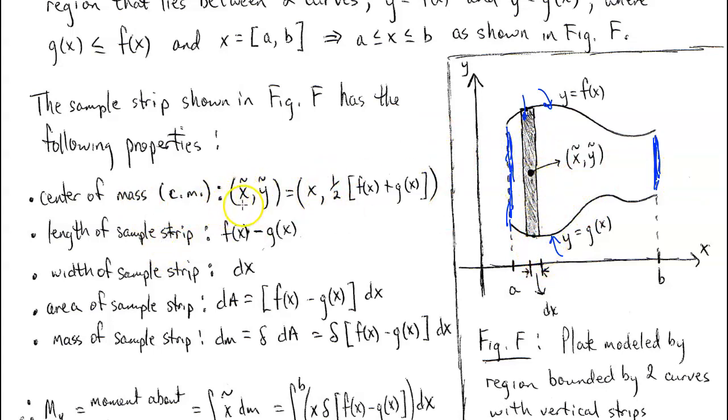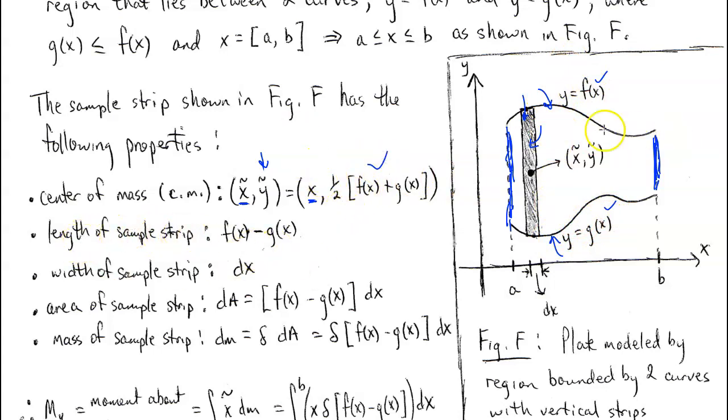The only difference here is that, in this case, I'm using a vertical strip, so I know that my x tilde, which is the x coordinate for the centroid of this sample strip, is just going to be a random x value. But now y tilde, which is the y coordinate for the centroid of the sample strip, is going to be the average of these two functions, which is basically f of x plus g of x divided by 2. So I've written it this way.